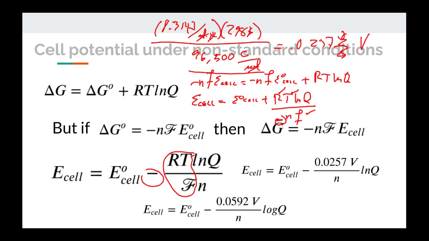But when we do that, we find that in the base 10 log version of the same equation, cell potential is standard cell potential minus 0.0592 volts over the number of moles of electrons transferred, times the base 10 logarithm of Q. This is the version I'm going to use as I solve problems. You can certainly use the other one if you want to. It'll work just as well.